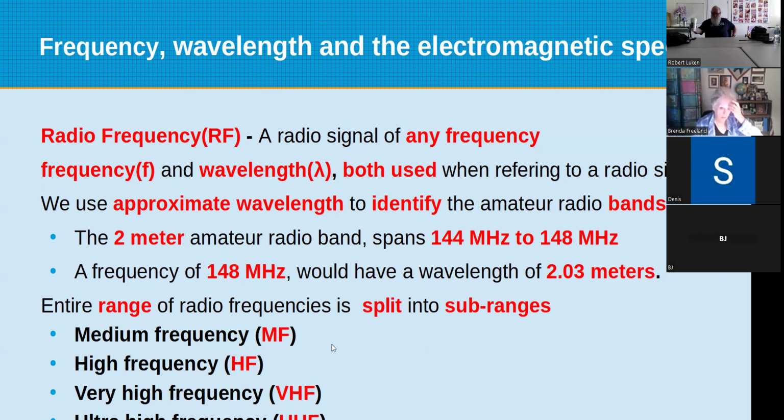And the medium frequencies, these actually go by factors of 10, where, let me see, HF is 3 megahertz to 30 megahertz. VHF is 30 megahertz to 300 megahertz. UHF is 300 to 3000, or 3 gigahertz. So MF is going to be 300 kilohertz to 3 megahertz, 0.3 megahertz to 3 megahertz.